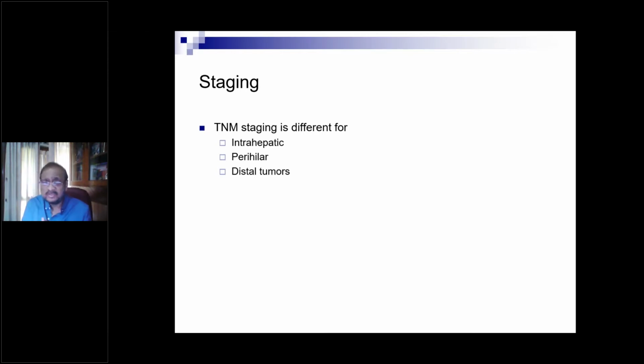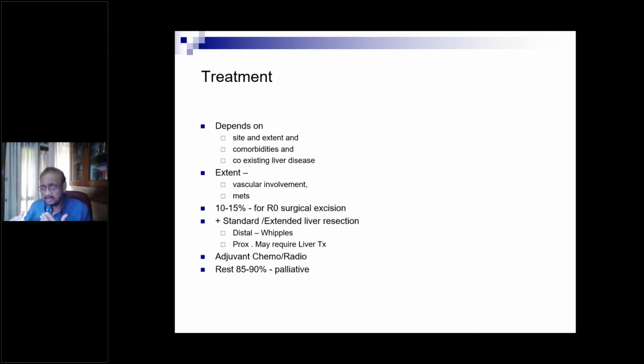Staging, I would not like to go into the staging. Why? Because intrahepatic staging is different, the perihilar is different, and distal tumor is different. That means there are three different types of staging for the same disease, cholangiocarcinoma, depending upon the site, whether it's intrahepatic, the hilar, or the distal. Three different stagings. So I have not put the TNM staging out here. That is beyond learning, and you have to look it up when you're dealing with a patient with cholangiocarcinoma.